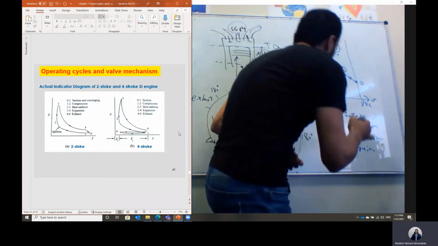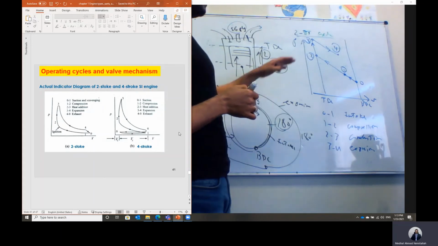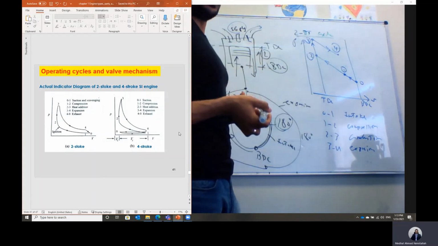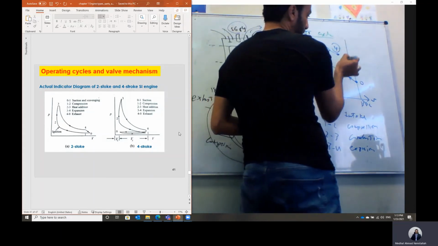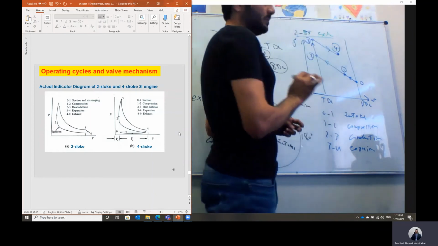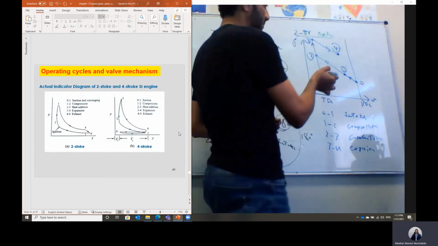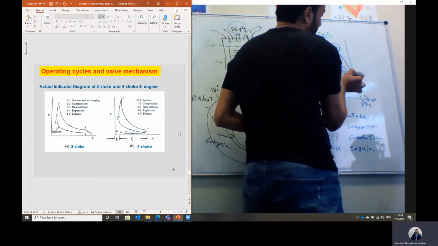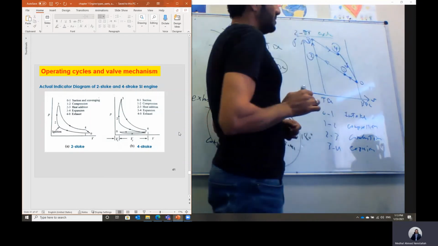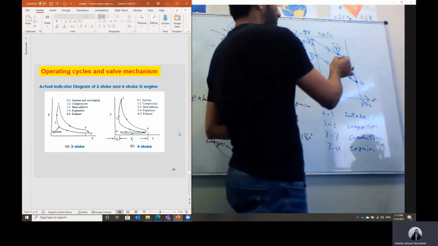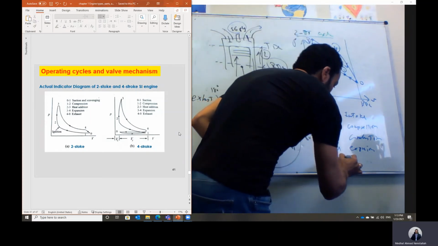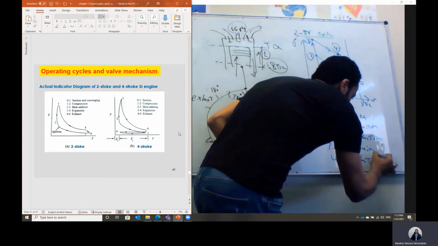And when the piston is moving down, in case of 2-stroke, it will uncover the exhaust port. So the exhaust port will be opening. Once it opens, subjected to the atmospheric pressure, the pressure will drop down here until it reaches the bottom dead center. And this from 4 to 0, that will be the exhaust stroke.